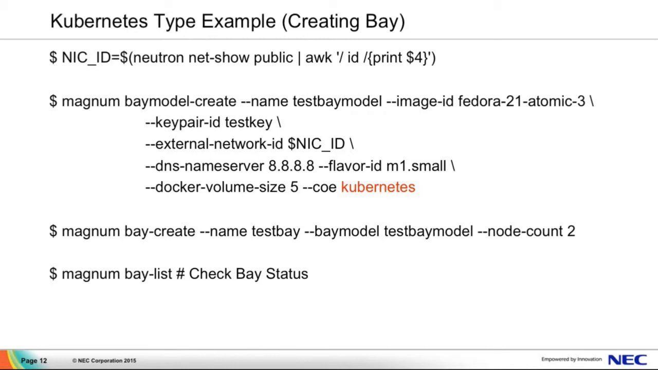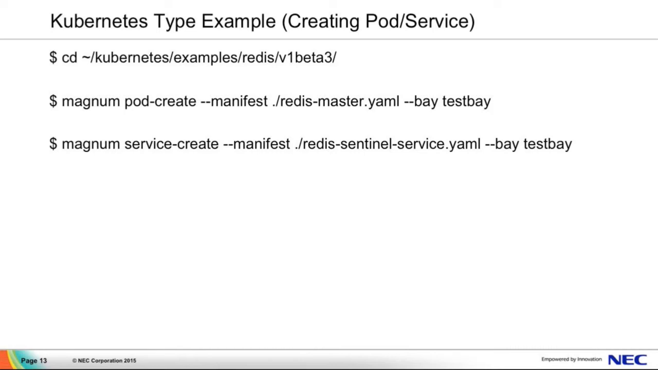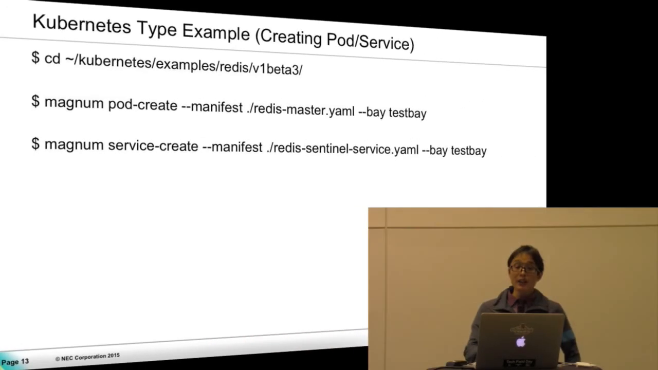Once you create a bay, you can manage Kubernetes resources using Magnum client. Magnum client requires manifest for resources. It is easy to create pod or service.